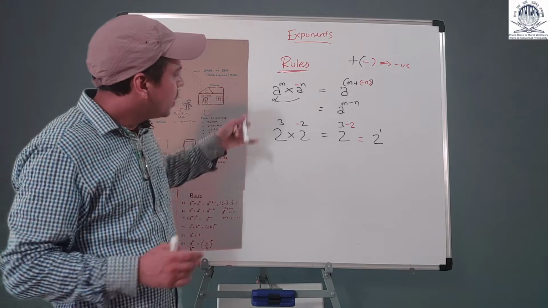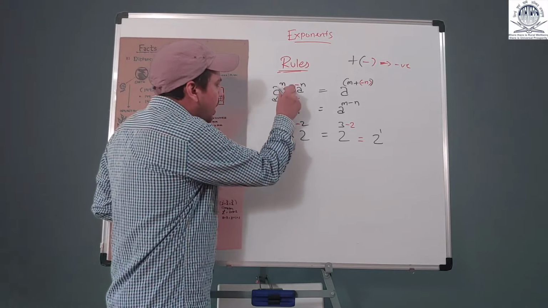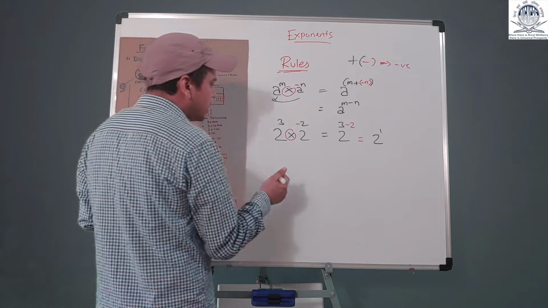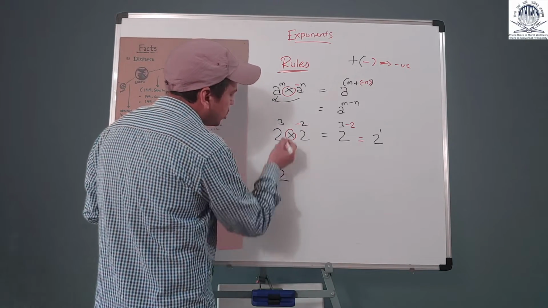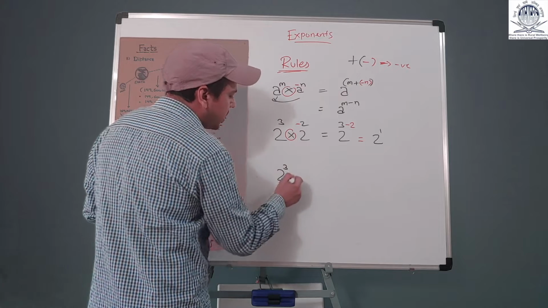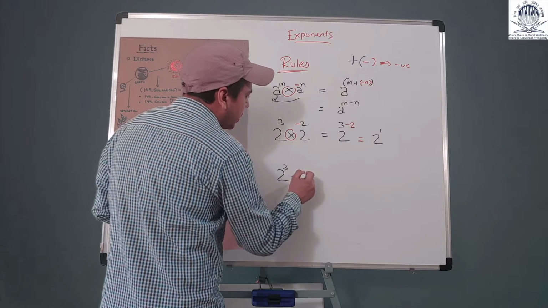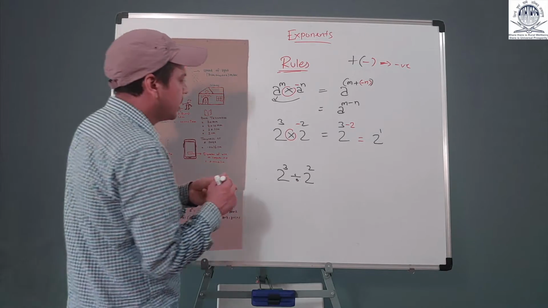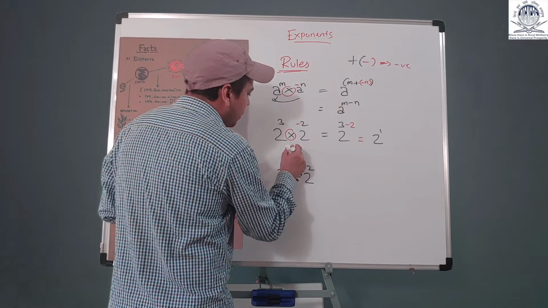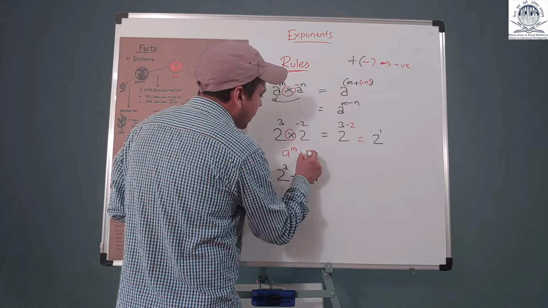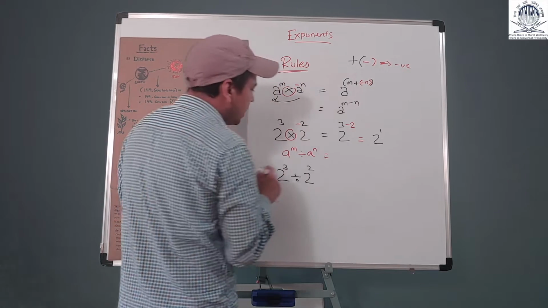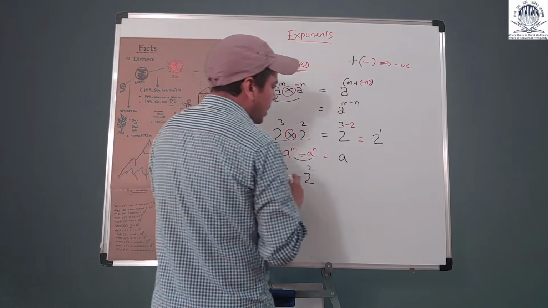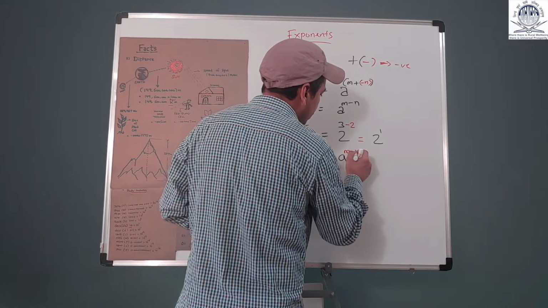Now what if instead of this multiply we get some change, and that change could be, let's say, I get 2 raised to 3 and I get a division sign over here and I get 2 raised to 2. So the rule over here is like a raised to m divided by a raised to n is equal to, you take the base as common, so write a, and m minus n would get subtracted.